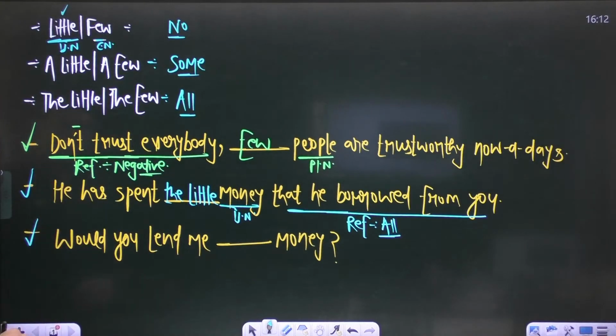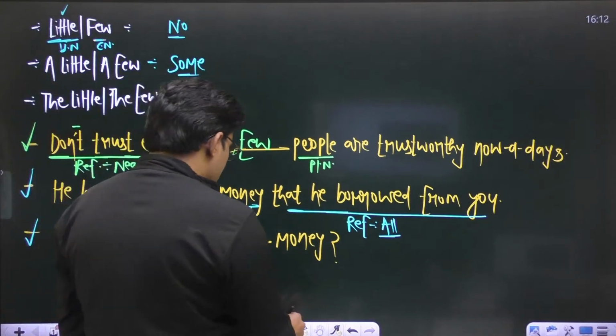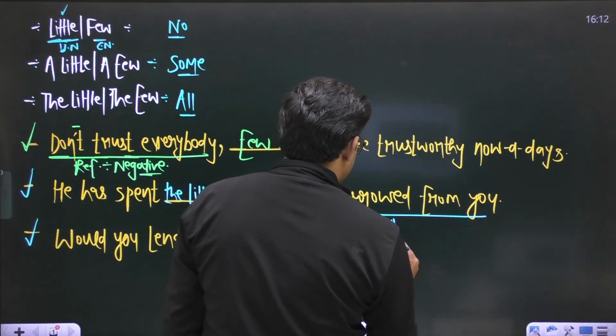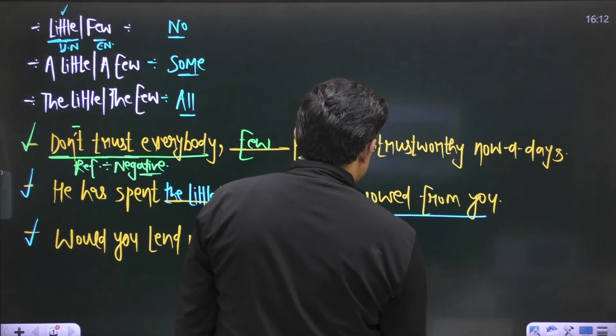And the next sentence: would you lend me blank money? We know it very well: in the third sentence we are showing a request. This is a pure request.